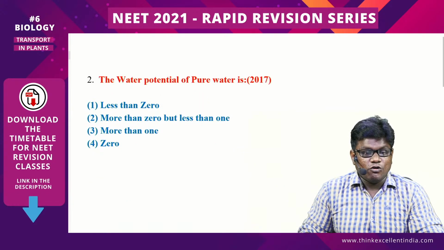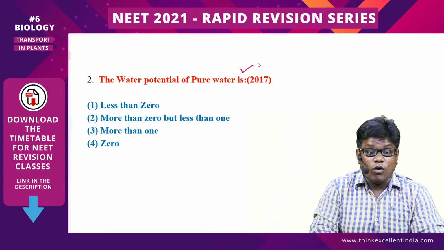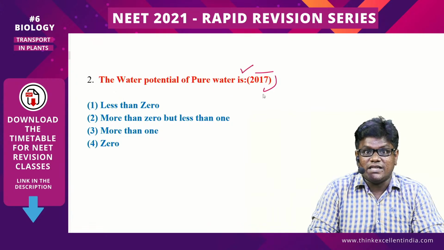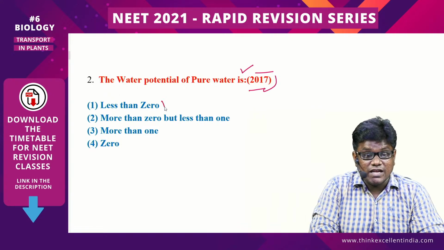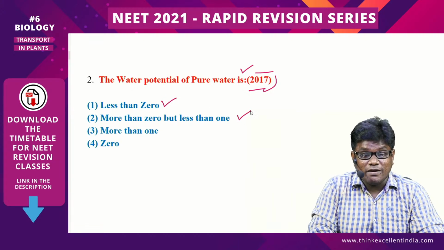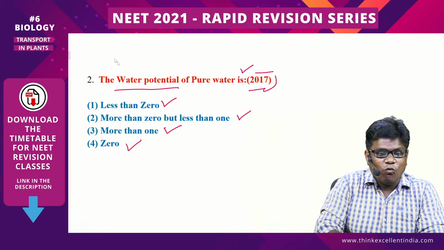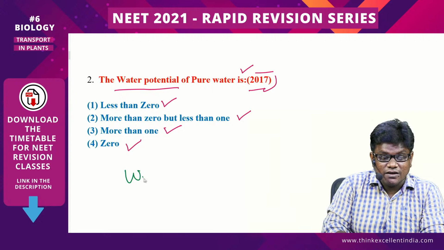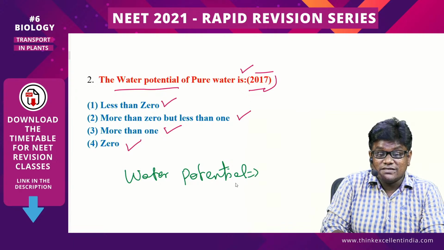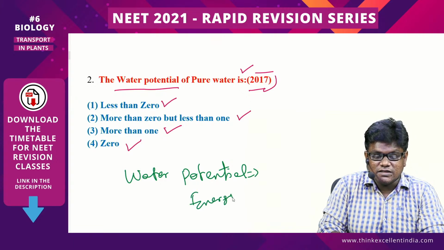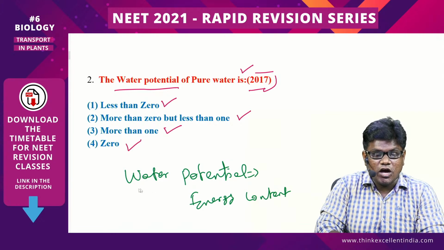Okay, so we're going to see the next question, the water potential of pure water. The water potential of pure water was asked in 2017. This question was asked in the medical entrance examinations. The options are: less than 0, more than 0 but less than 1, more than 1, and 0. So water potential, I already told you that water potential means how exactly the energy content is present inside.